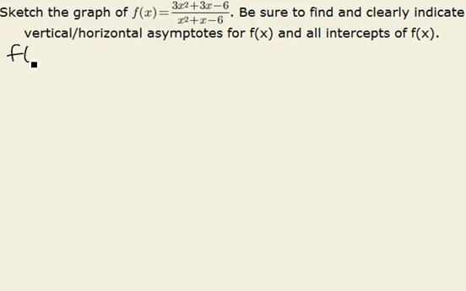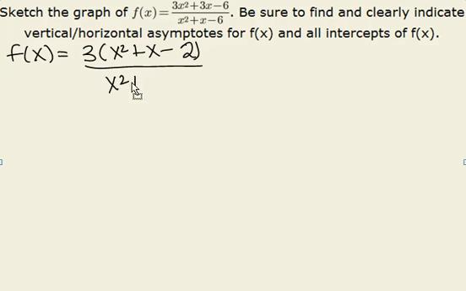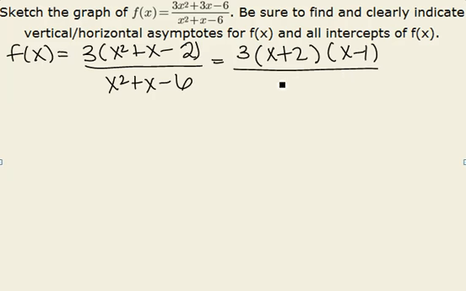So we can rewrite f of x as, well, we can pull a 3 out of the top, and we'll get x squared plus x minus 2, actually. And then in the bottom, we'll get x squared plus x minus 6. And we can rewrite that as, let's see, x plus 2 and x minus 1. And then in the denominator, we can rewrite this as x plus 3 and x minus 2.